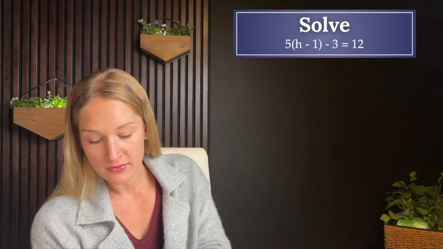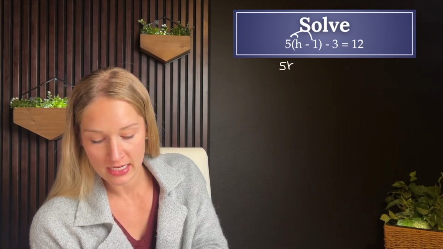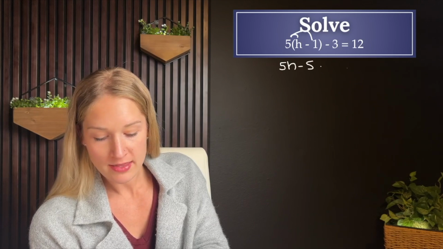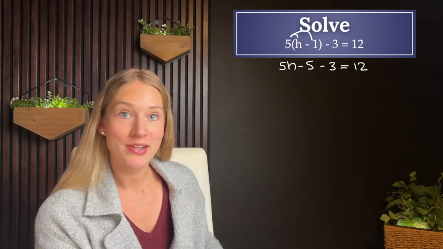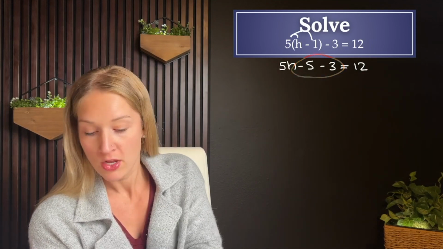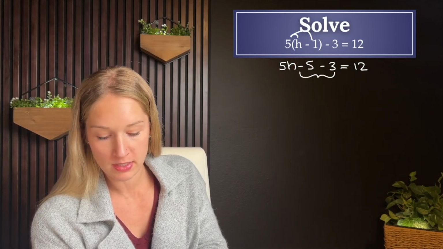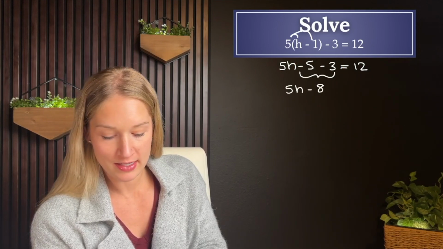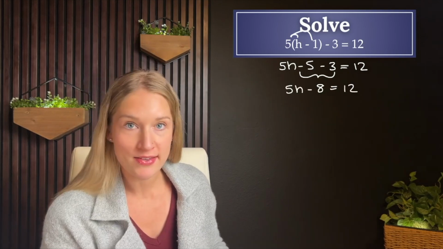So that 5 gets multiplied to the h and to that -1, giving me 5h minus 5, and then everything else just stays the same. Haven't touched the rest of it. On the left, I can keep simplifying because I have like terms. So I combine those like terms. I've got -5 minus 3, which gives me -8. And now that the left side is totally simplified, there's nothing else I can do.